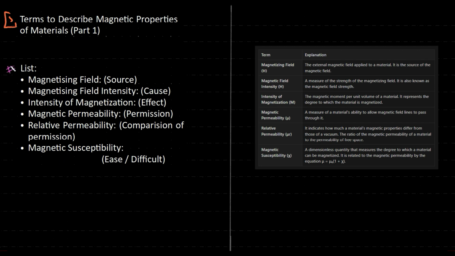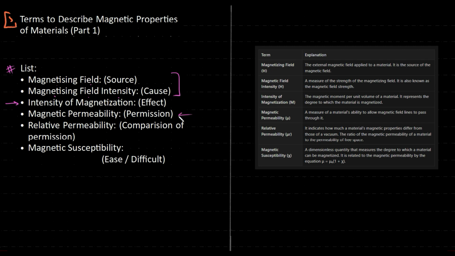So this is the overall list. First we have the cause, the source, the magnetizing field. Then how strong it is, that is magnetizing field intensity. Then the effect of it. So these two are actually one and the same. What is the effect of such a thing? That's what we are calling the intensity of magnetization.